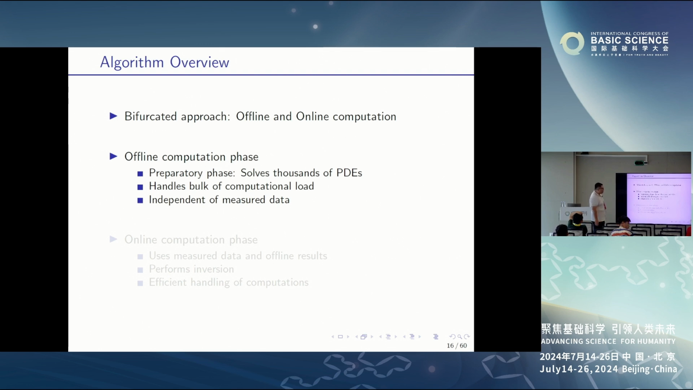Like, let's see, the offline part and the online part. So why are we gonna do that? Let's first talk about what is our offline computation and what is online computation. Okay. So the offline computation phase is where you need to do some preparation. The main thing here is it's independent of measured data.